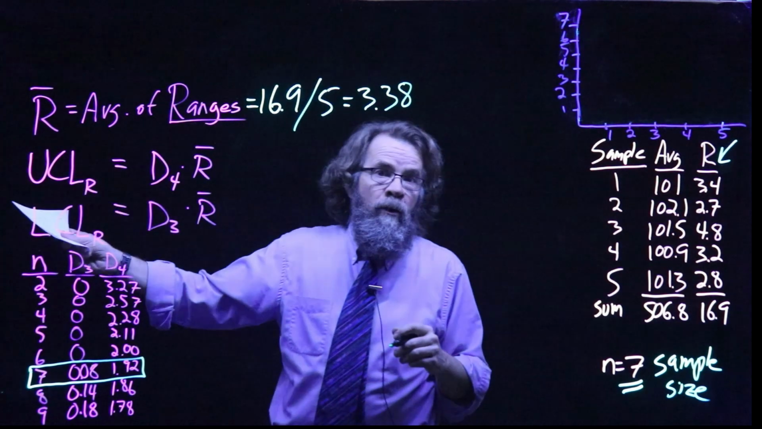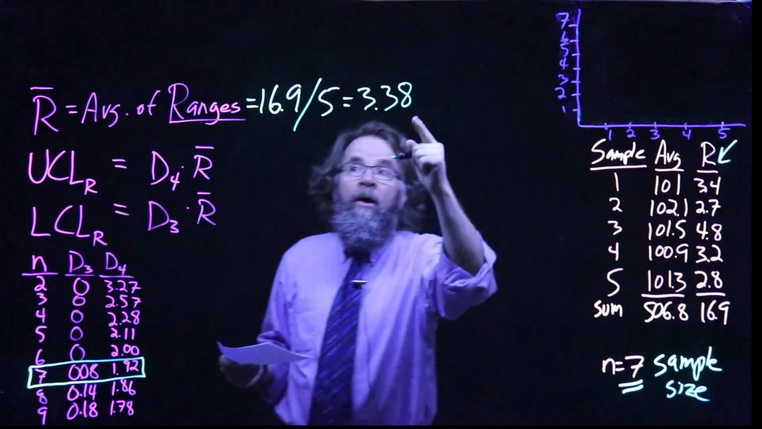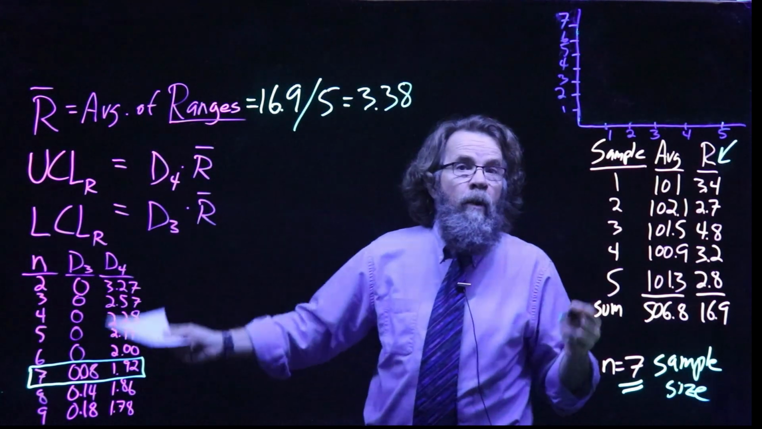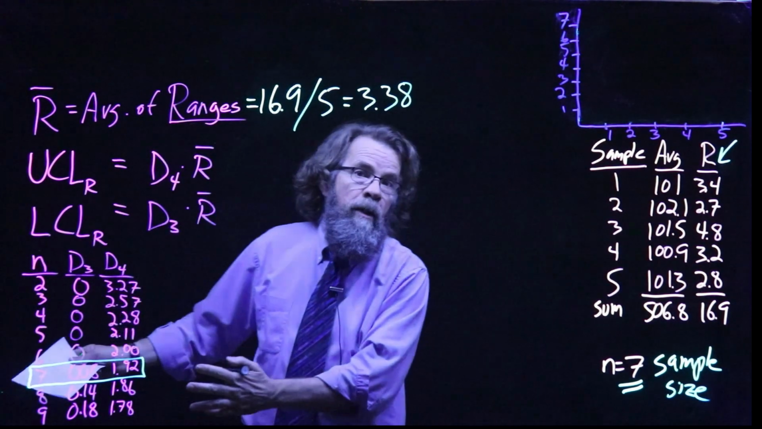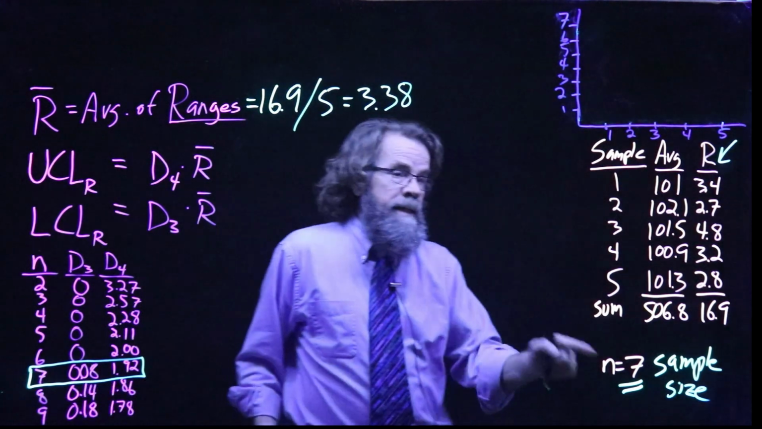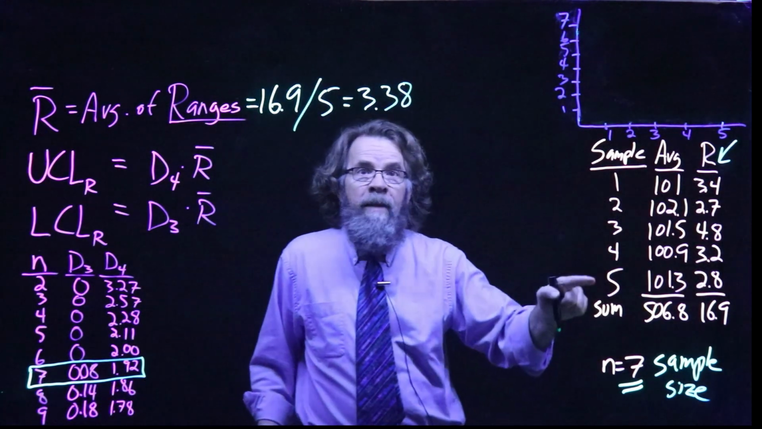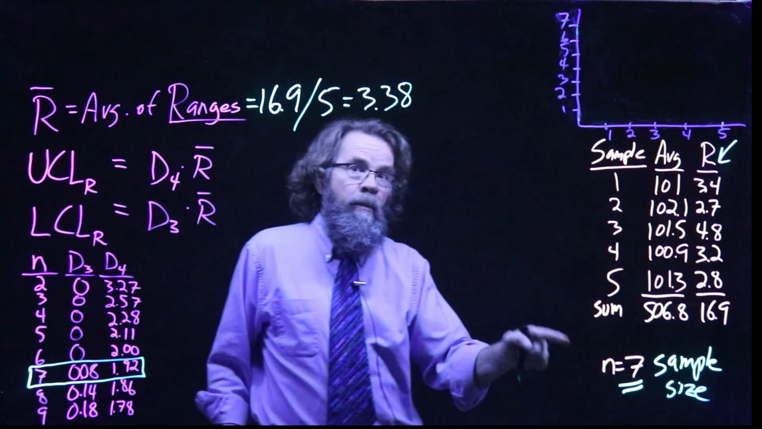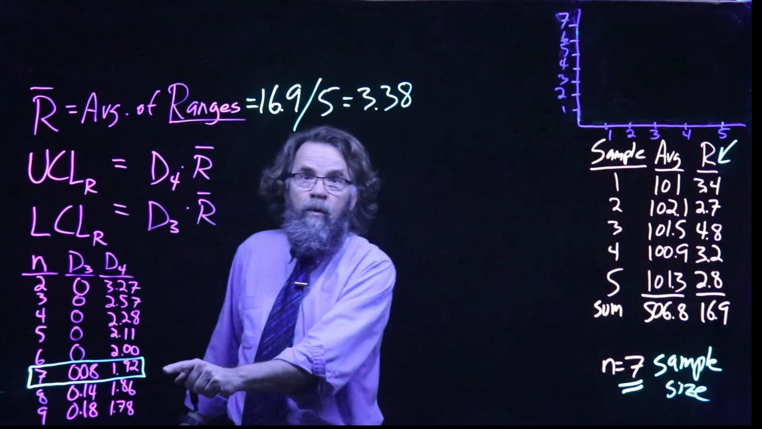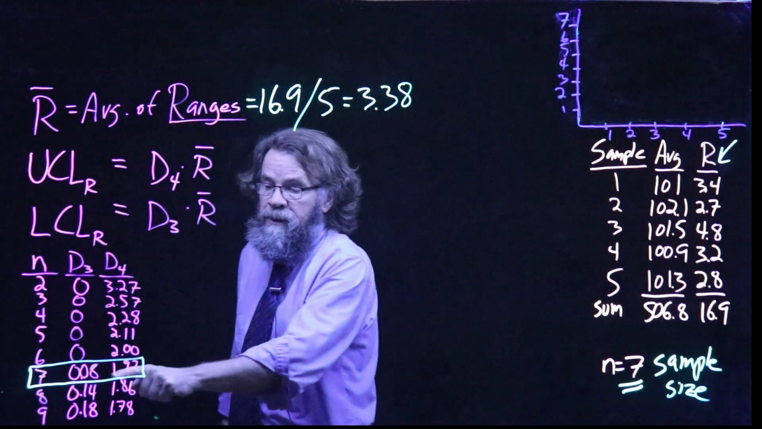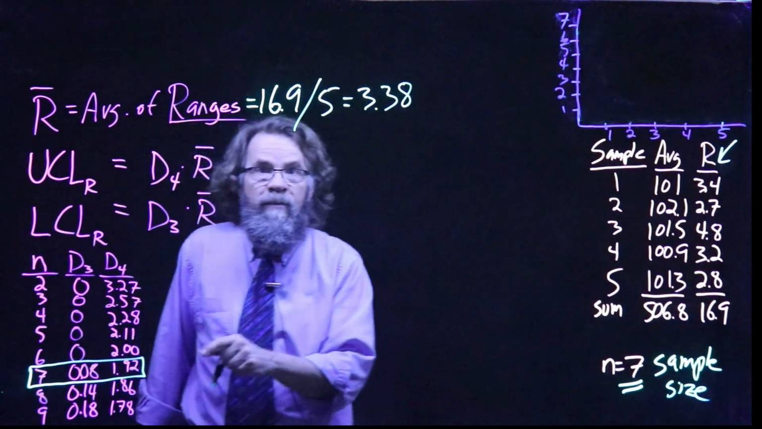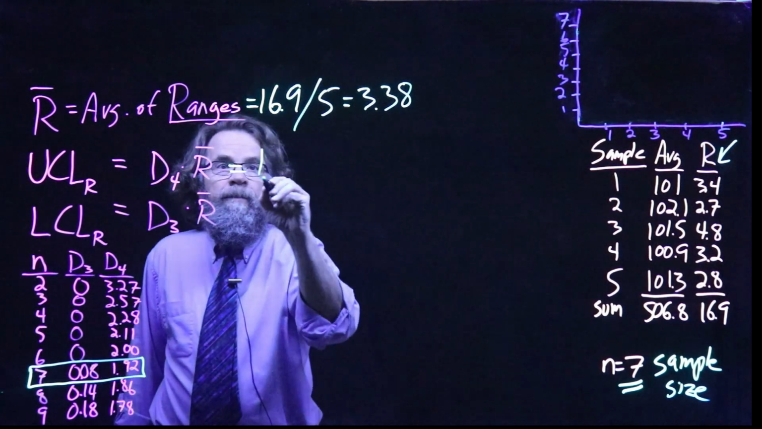The upper and lower control limits in an R chart are simply R-bar times these two numbers, D4 and D3. Where do those come from? They come from a table. How do we know what number we need? We will choose the row based on our sample size, not on the number of times that we collected data, but on how big the sample was each time. So our sample size is 7, so we will use the row corresponding to a sample size of 7. So D3 is 0.08, D4 is 1.92.